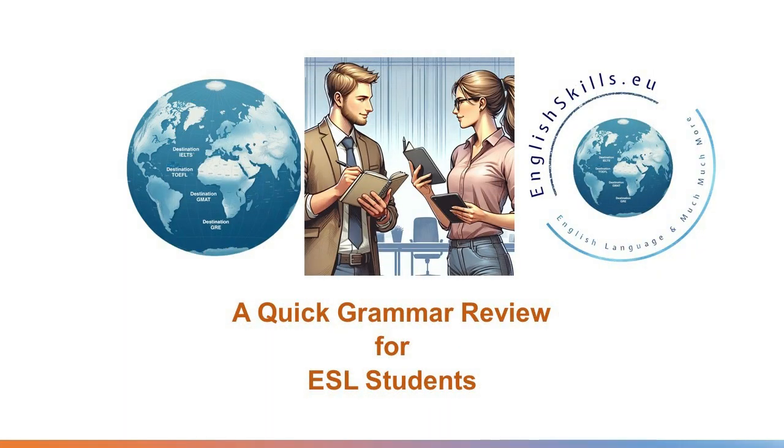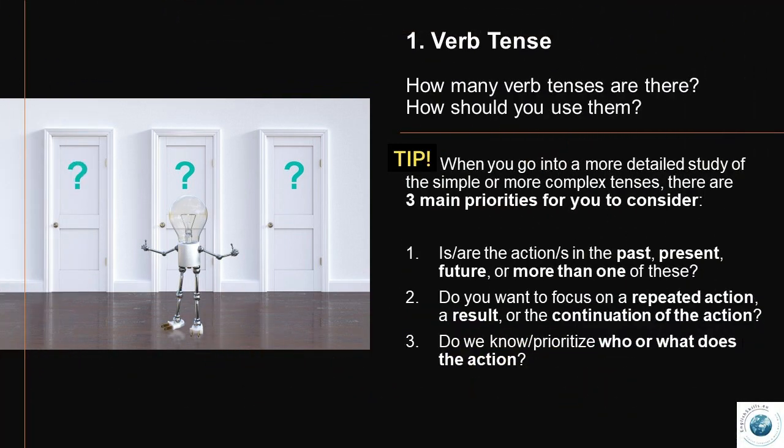This is a quick grammar review for students of English as a second language. Grammar Topic 1. Verb tense. How many verb tenses are there? How should you use them?